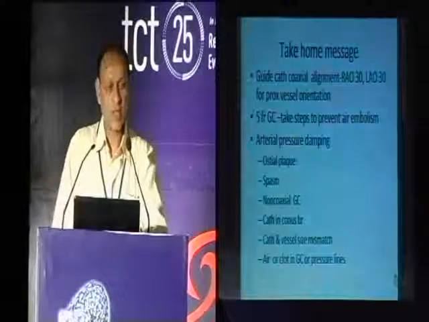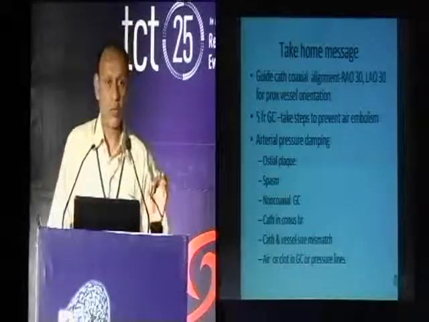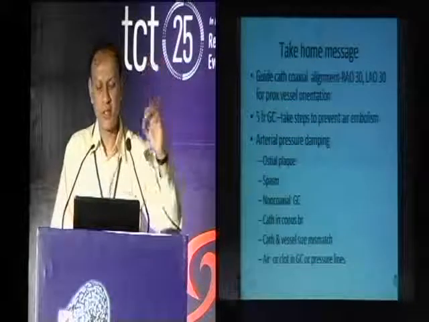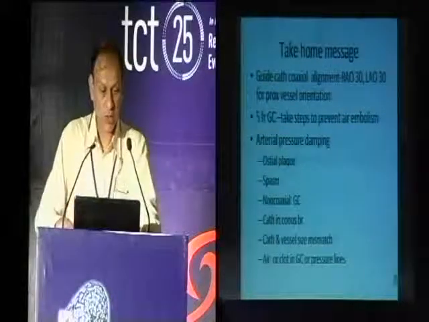a good result finally. So what is important, the take-home message, a guiding catheter coaxial alignment is very important for the right coronary artery. An RAO 30 view is very important, wherein you see the end-on view of the tip of the guiding catheter there. And of course, LAO 30 view is very important for the proximal vessel orientation.